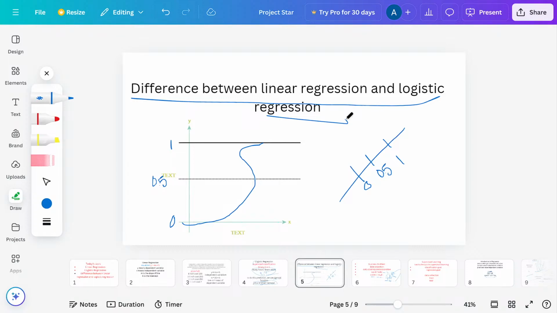Linear regression is a supervised regression model. It's like you pass some value, you get some value. That's what it is. But logistic regression is a classification model, a supervised classification model.